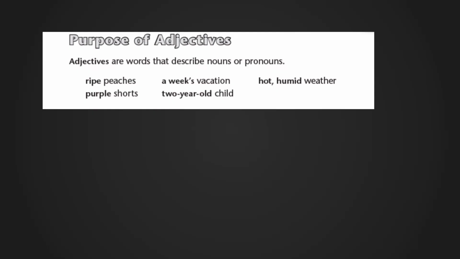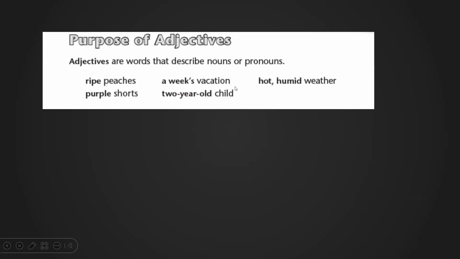This is also very important when you start speaking in English. Remember that the adjectives go before the noun that they're modifying. Very good. The next example, shorts. These are nouns. So, purple shorts. Purple becomes an adjective. Purple is an adjective. Very good.